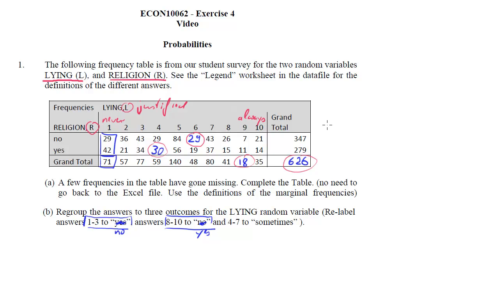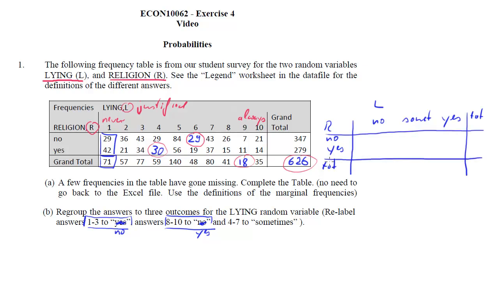So how do we do that? We basically replicate a table again, just for fewer categories. I'll do that here on the right, and lying will have a no, sometimes, and yes. And then we will also have a total and a total here. As we know, the marginal values will stay the same. We still have 626 and 347, 279, and this one we don't know yet because we're going to collapse the 10 into the three groups.